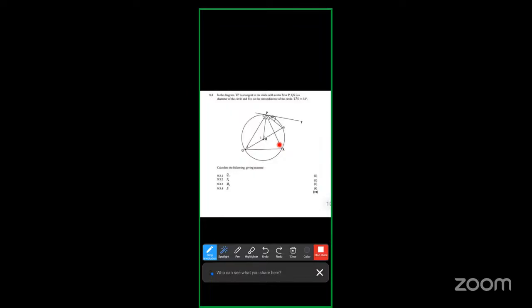I said angle P2 plus P3 plus P4 equals 90. Angles in a semicircle. Oh, you're talking about this part here? Yes, sir. Okay, yes, that's 90. Angle in a semicircle, I agree.